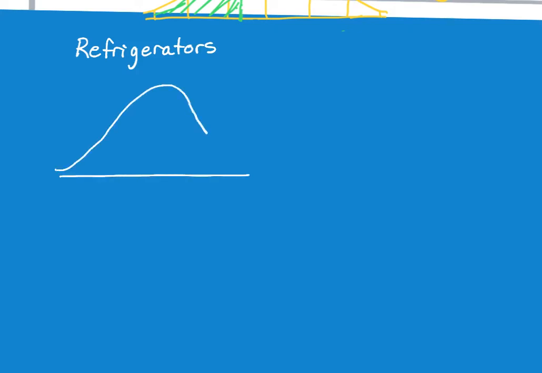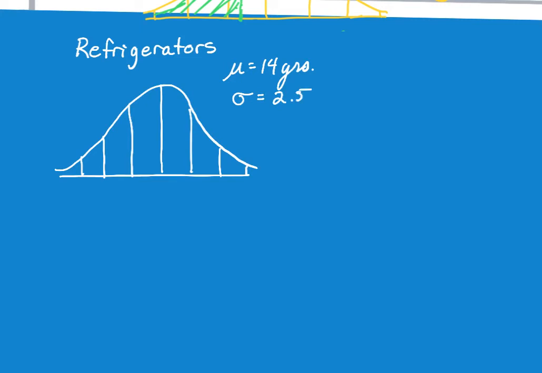All right, let's talk about refrigerators. The lives of refrigerators are normally distributed. That means you could represent their lives with a normal distribution. It's a little bit lopsided, but we're going to go with it for now. So there's the normal distribution. The mean is 14 years. Notice I'm using population symbols. And a standard deviation of 2.5 years.